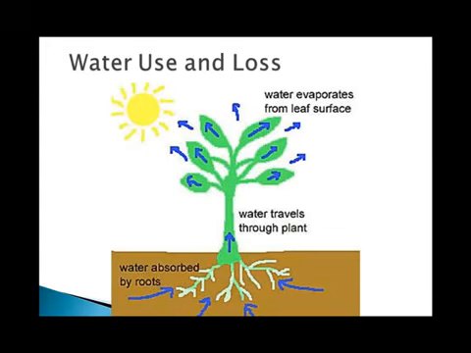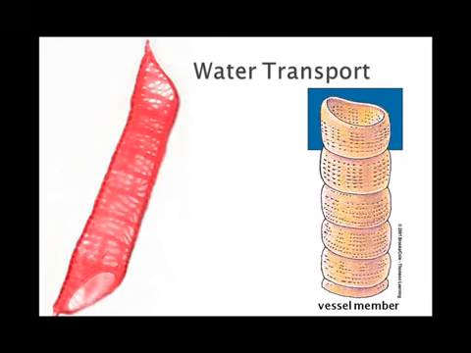Water moves through roots and stems and then to leaves. Some water is used for growth and metabolism, but most evaporates into the air by a process called transpiration. Water moves through pipelines called xylem composed of cells which are all dead at maturity, called tracheids and vessel members.